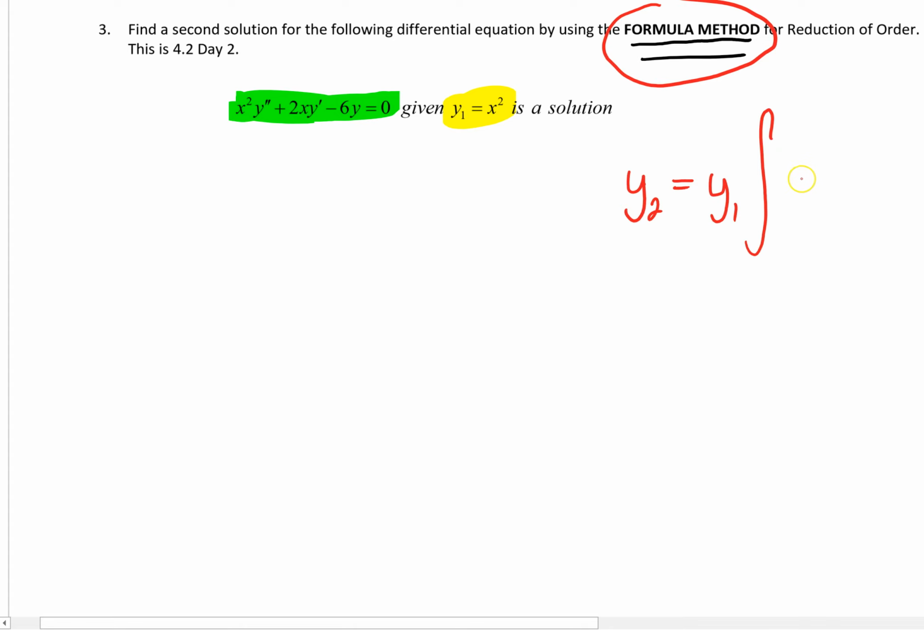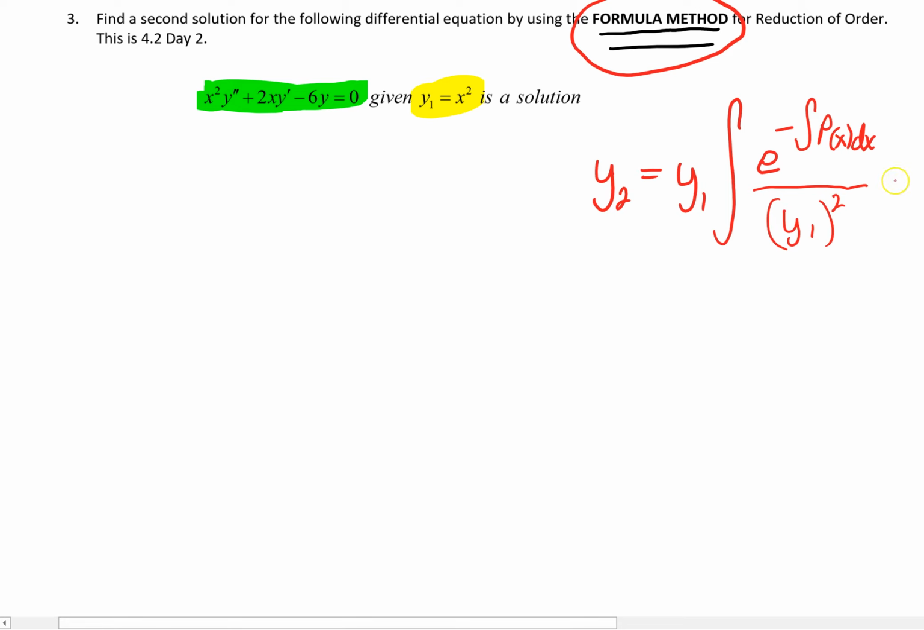We're going to have e to the negative integral of p of x dx. We're going to have to talk about what that means in just a minute. And then down below we'll have our y1 solution squared yet again, and here's your dx. Of course, it's nice to have a formula. You already know what y1 is.